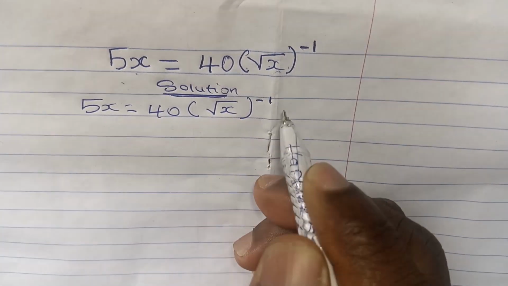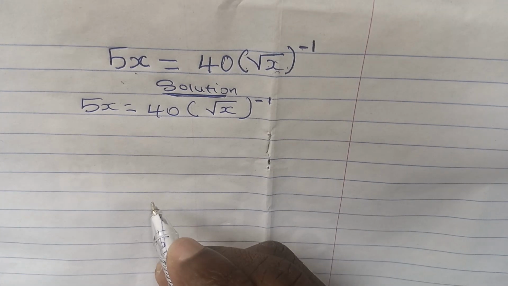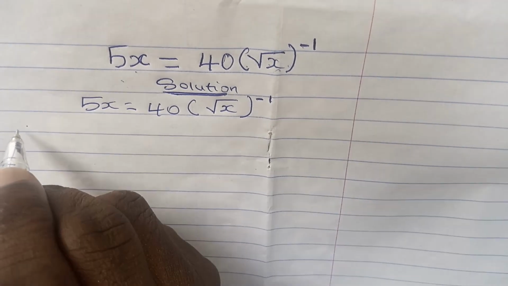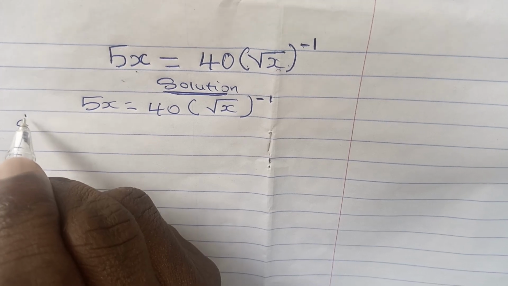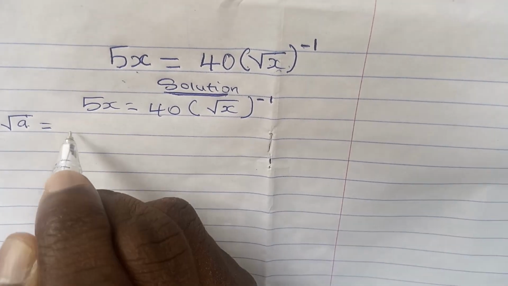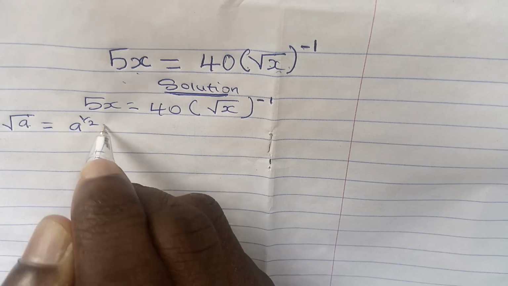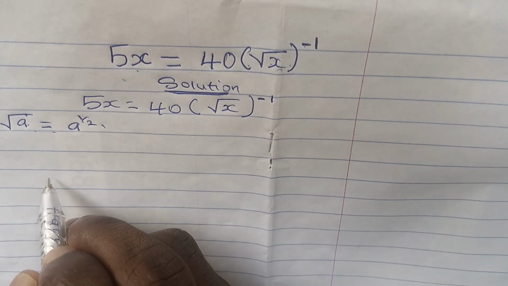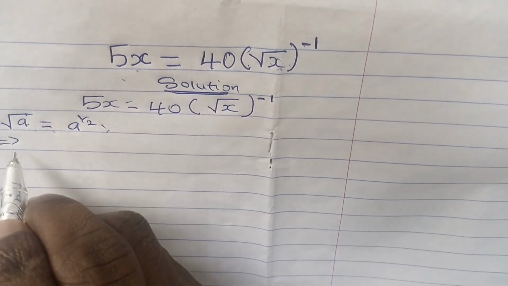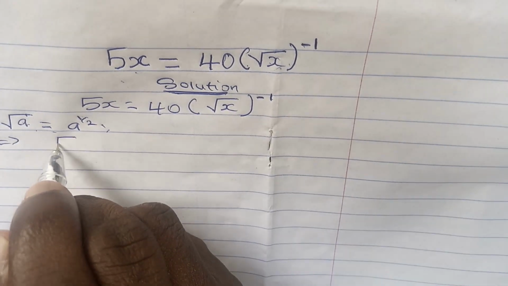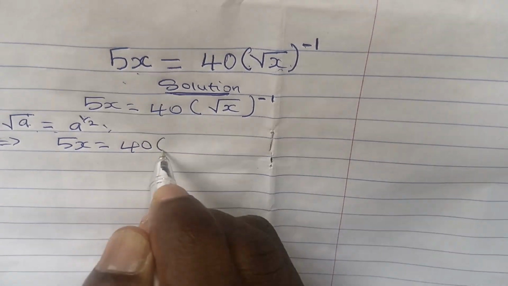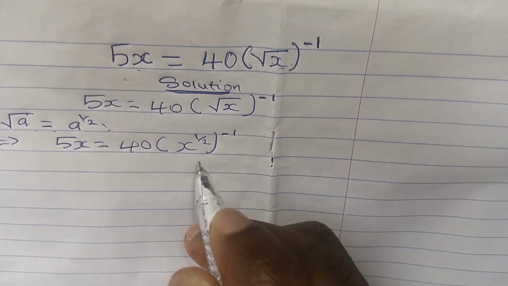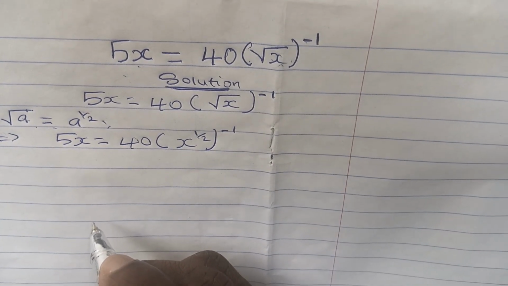Recall from a simple indices rule, if we have root a, it is equal to a to the power of 1 over 2. So we can write this as 5x is equal to 40 times (x to the power of 1 over 2) to the power of -1.